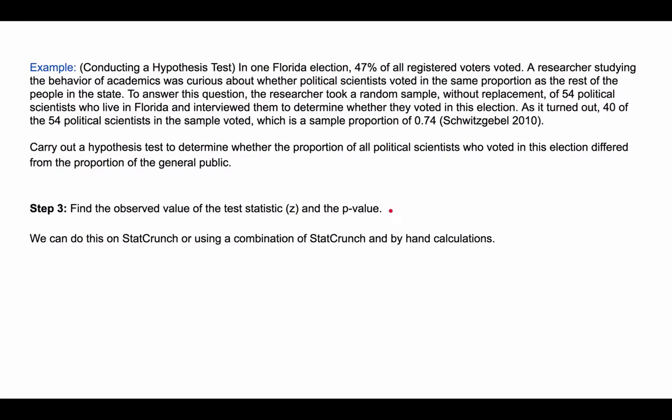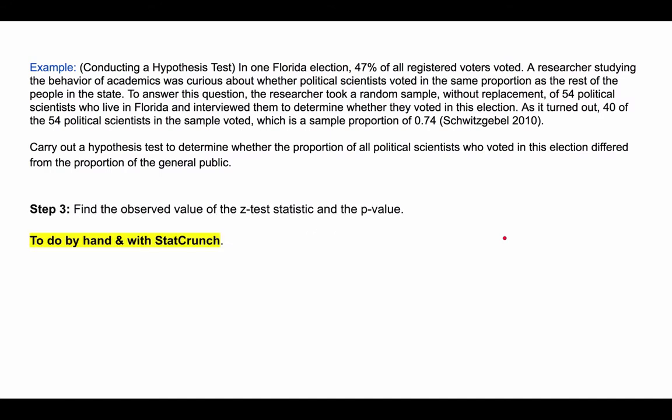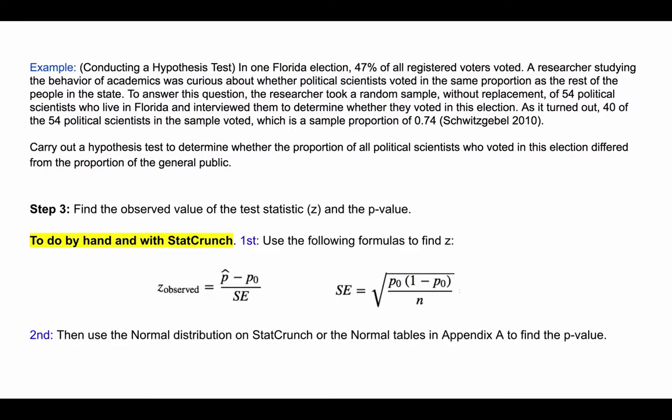Now, we can do this on StatCrunch, or we can do it using a combination of StatCrunch and by hand calculations. First I'm going to show you how to do it by hand and with StatCrunch. So we'll do a combo. Then I'll show you how to do it with just StatCrunch. Okay, so how do we do it this way? You start by finding z using these formulas. So we use this one and this one to find z. Second, we're going to use the normal distribution on StatCrunch or the normal tables from Appendix A to find the p-value.